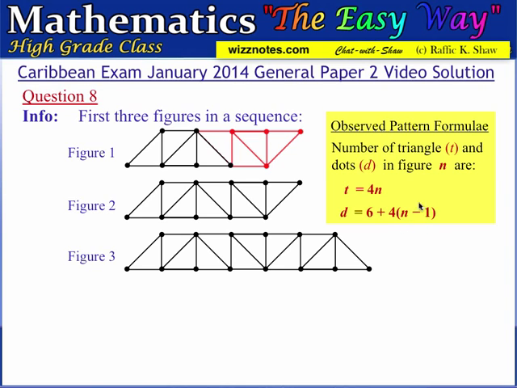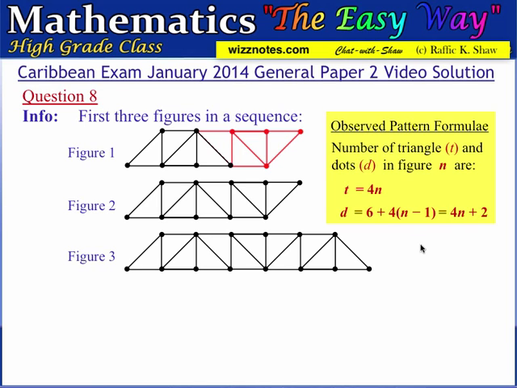When n is 2, the bracketed term becomes 2 minus 1, which is 1. And so we have 6 dots in the first figure plus 4 in the second figure, and the total number of dots in the second figure would be 10. When n is 3, the bracketed term becomes 2, meaning we're adding 4 dots 2 times. And so this formula will give us the number of dots. We can reduce that formula to a simpler form, which is 4n plus 2. And so the formula for the number of dots in figure number n is 4n plus 2.